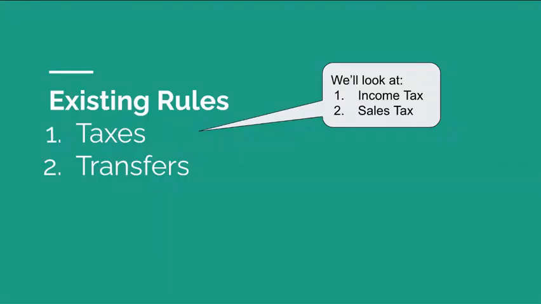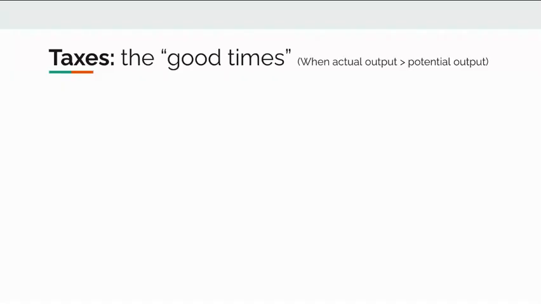Again, automatic stabilizers are existing rules in our economy. We've got taxes and transfers, and we'll start with taxes, and look at two types of taxes, income tax and sales tax. So starting with taxes, let's pretend it's the good times, meaning when actual output is greater than potential output. So we are to the right of long-run aggregate supply.